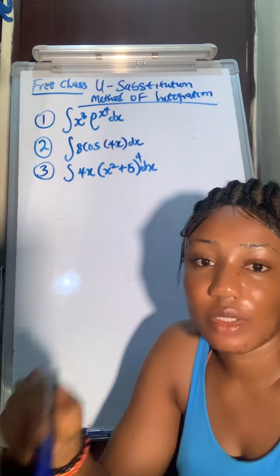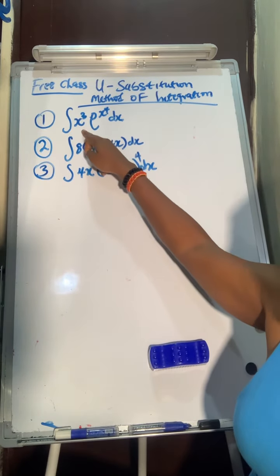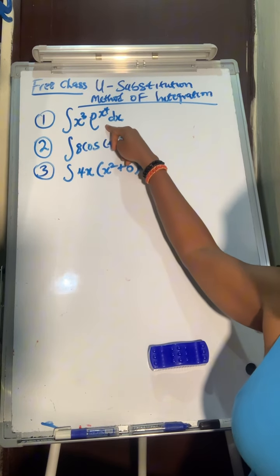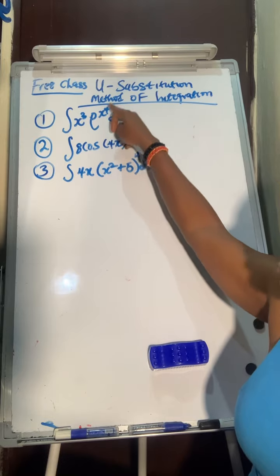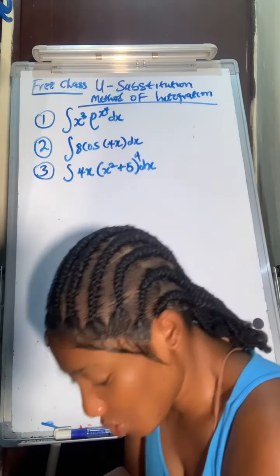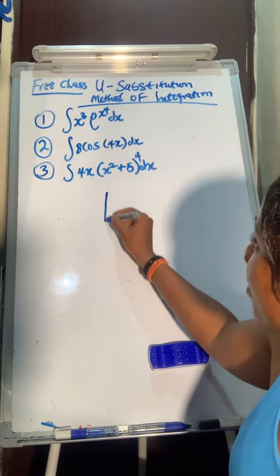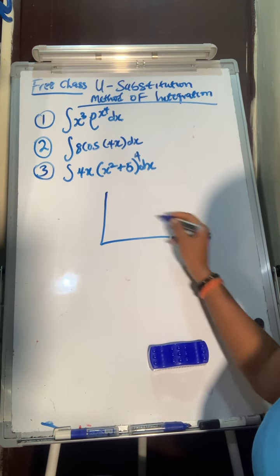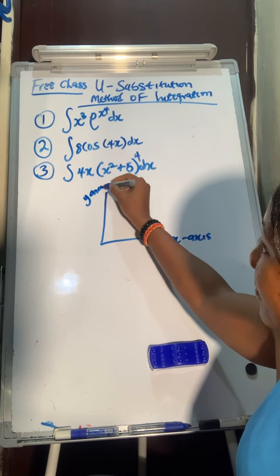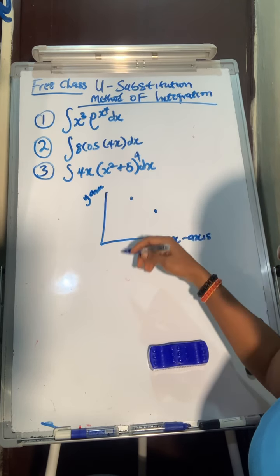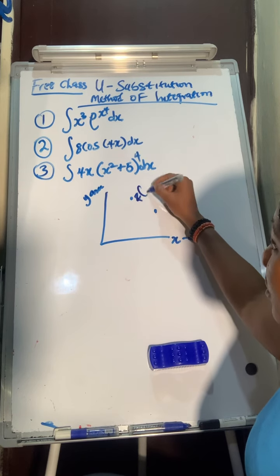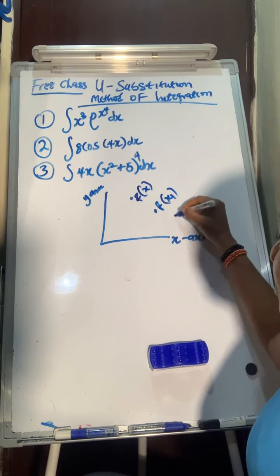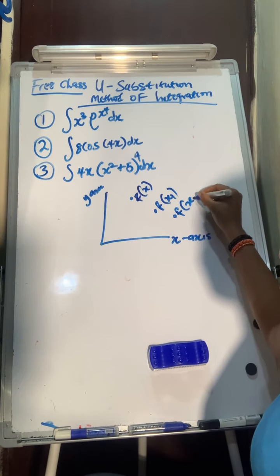The U-substitution method is used to break down functions like this. You can see this is a function x raised to the power 3. This is another function, exponential x raised to the power 4. You know where functions are coming from. Functions are definitely coming from a graph. When you have the x-axis and the y-axis, any point on the graph where they both meet is the function. You can call this f of x1. If they meet here, you can call it f of x2.